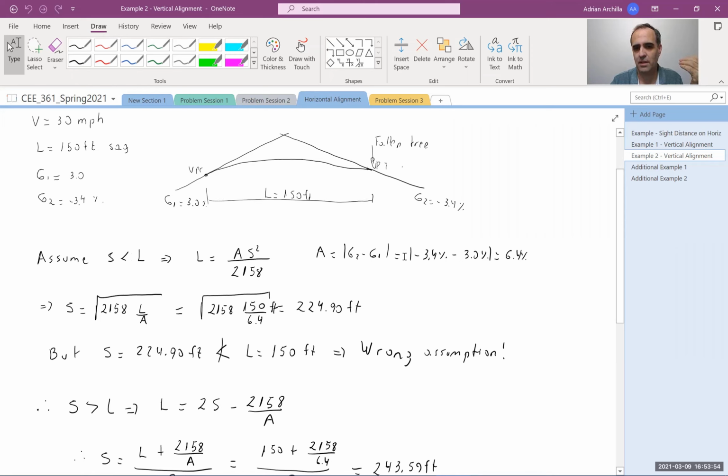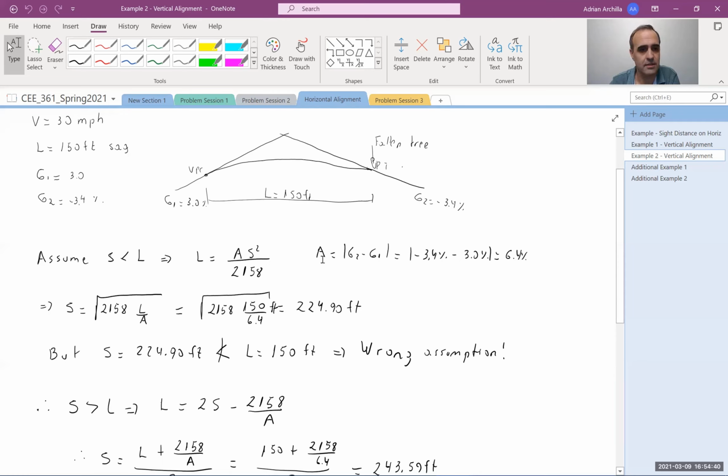I substitute the value of A, which is the absolute value of the algebraic difference in grades. So I get 6.4%. Also, be very careful: in these equations, A is in percent, and L and S are in whatever distance units you are working in, either feet or meters. Again, you have to be careful. Pick the equation that corresponds to the system of units you're using. This value, 2,158, depends on the system of units you're using.